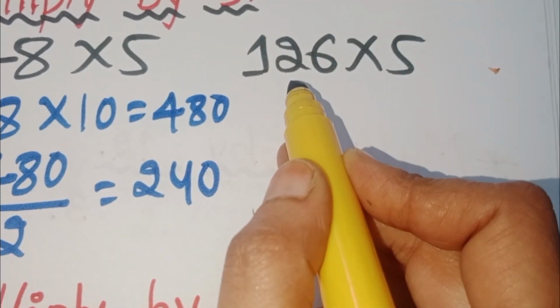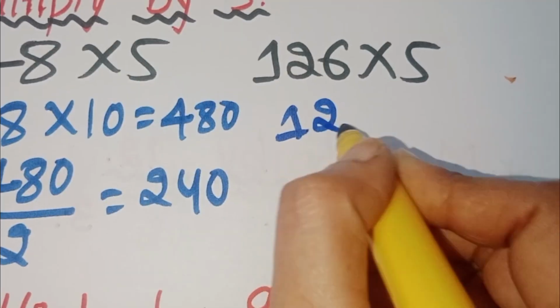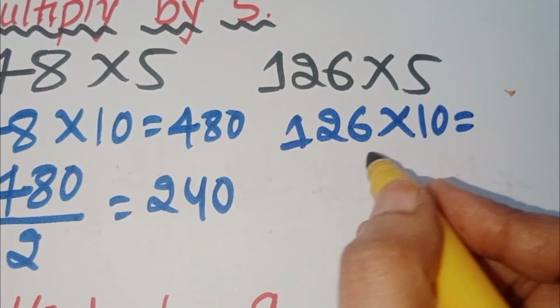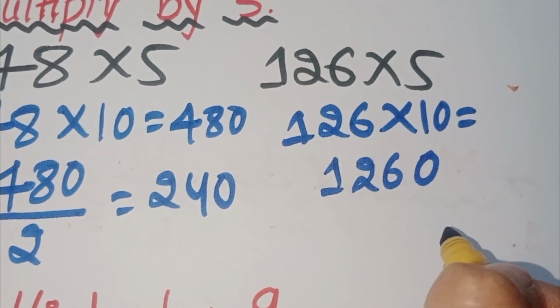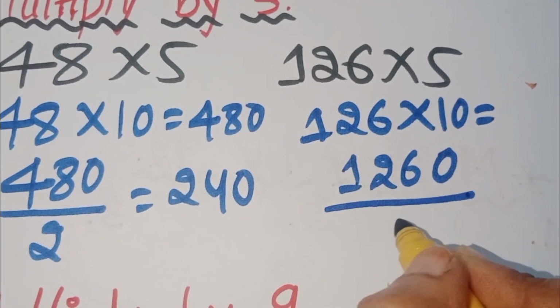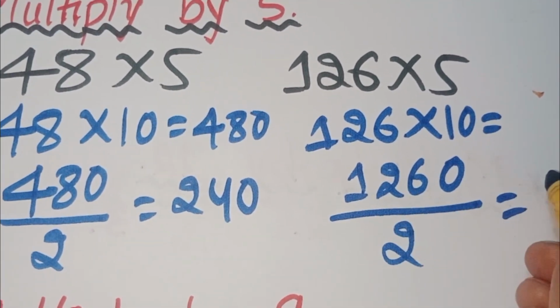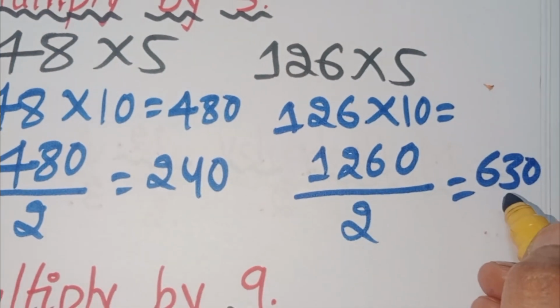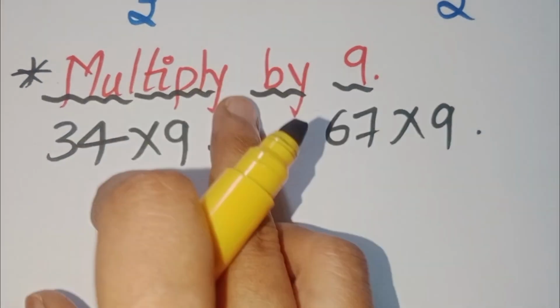First multiply this number by 10. 126 into 10. We get 1260. Now divide this number by 2. So the answer is 2 6 are 2 3s are 630. Let's move to next trick.